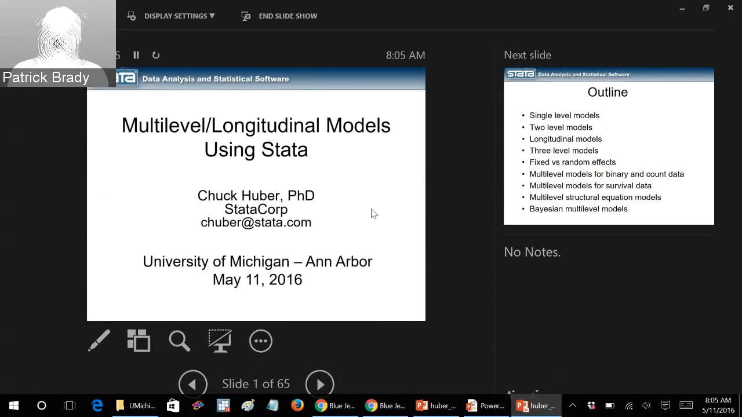Alright, I'm going to introduce our guest speaker today. It's with great pleasure that I introduce Chuck Huber. He's a good friend. We cannot remember how we met, but we've been friends for several years now. He is a senior statistician at StataCorp, or I call it Stata. He calls it Stata. So, potato.